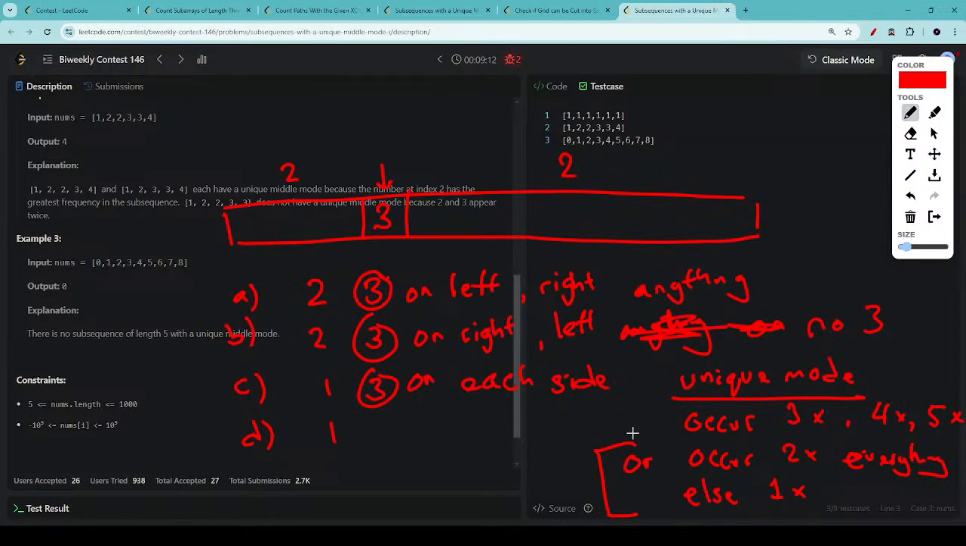Yeah, I had to think about this. This one is like a math problem. If I want to find the number of subsequences where 3 is in the middle, and 3 occurs at least 3 times, which makes it a unique middle mode, I would track all the 3s and then, yeah.